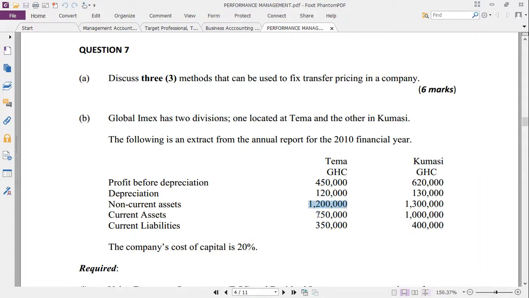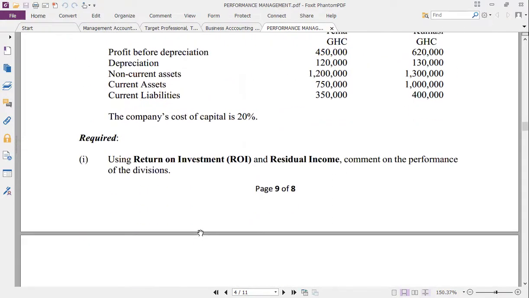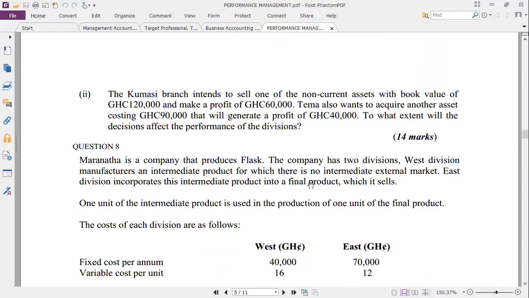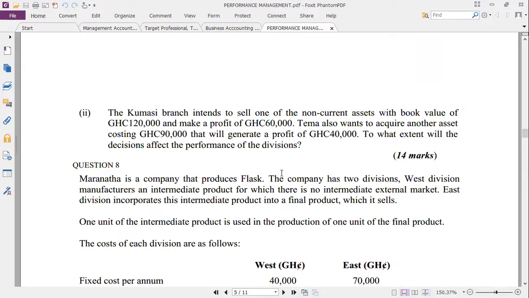The capital employed. So use this one to deduce the capital employed. We said that is the total assets less what? Current liabilities. You are done. You come and they ask you, using return on investment and residual income, to comment on the performance of the division. Which of the divisions is doing well? With reasons.